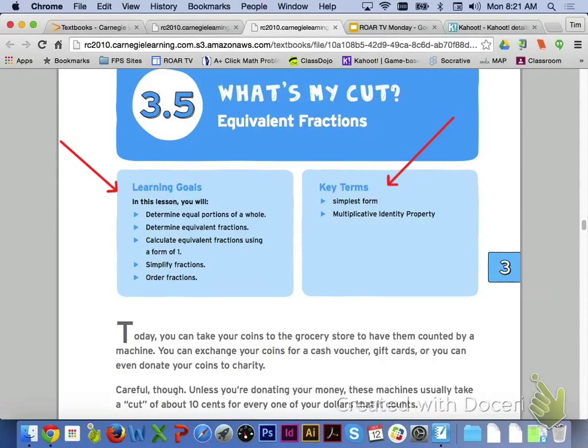Hi class, in lesson 3.5 we will be talking about equivalent fractions. Learning targets for today: we will determine equal portions of a whole, determine equivalent fractions, calculate equivalent fractions using a form of one whole, simplify fractions, and order fractions. Key terms to look for today: simplest form and the multiplicative identity property.